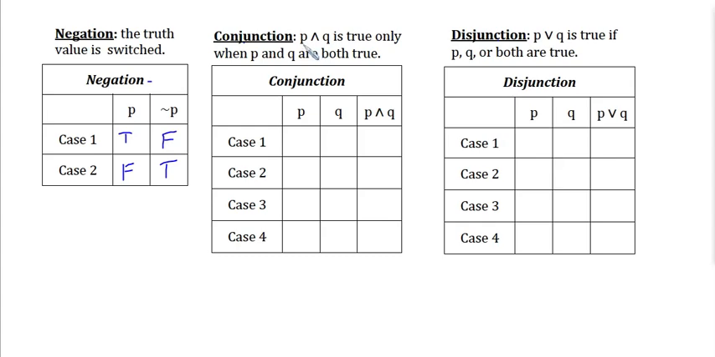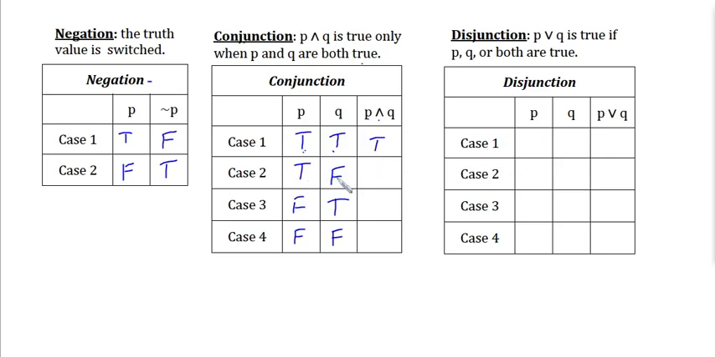Now for a conjunction, this is P and Q. It is true only when P and Q are both true. So let's go ahead and write in our cases here. So remember, P went true, true, false, false. Q alternates true, false, true, false. And this column is asking us to find P and Q. So let's go up here again. P and Q is true only when both P and Q are true. So looking at this case, are P and Q both true? Yes. So therefore, we put a true.